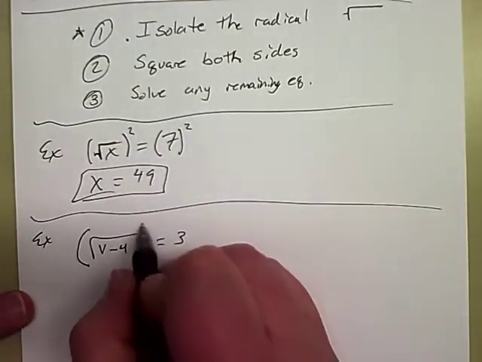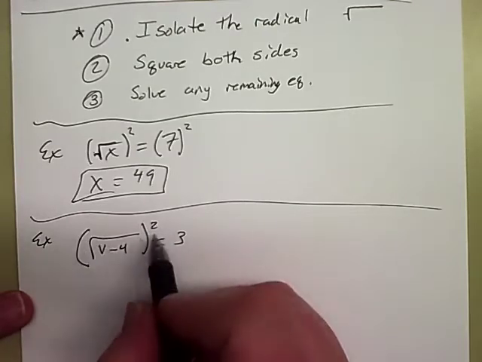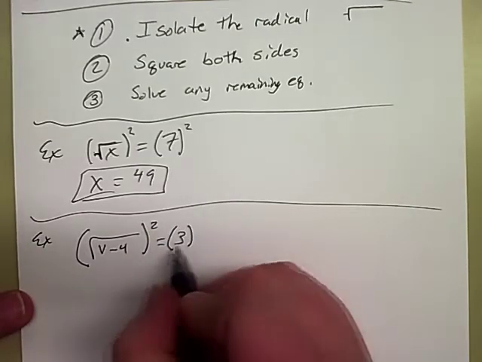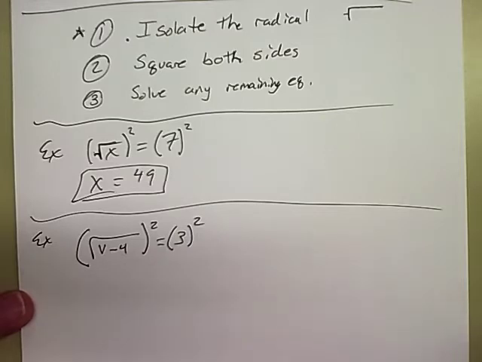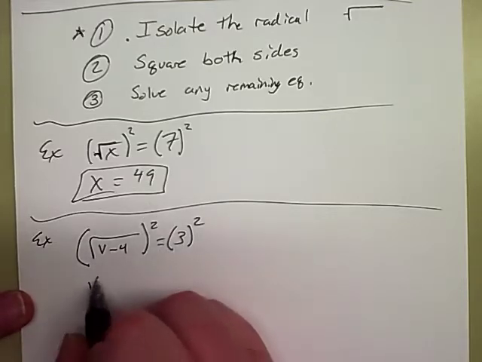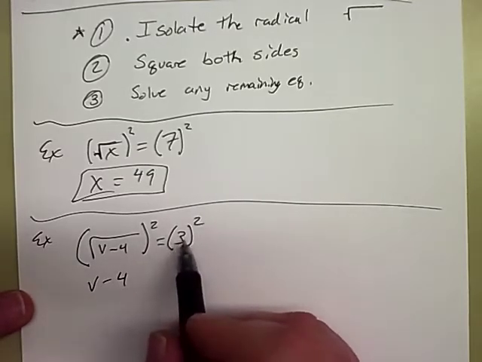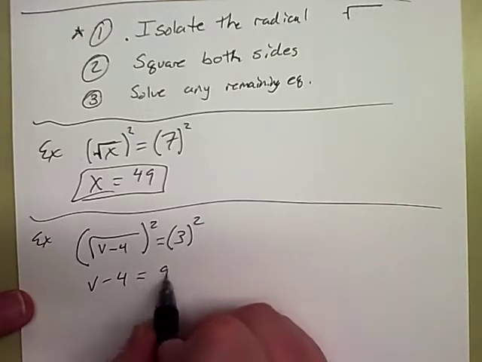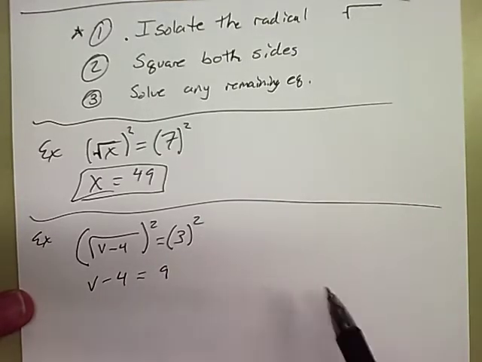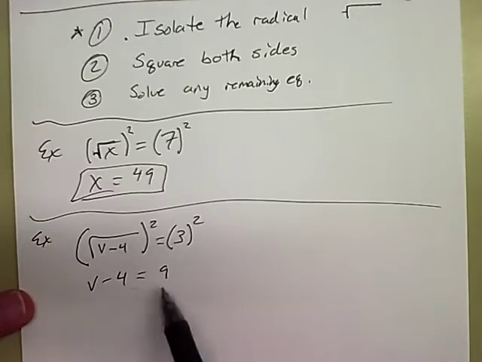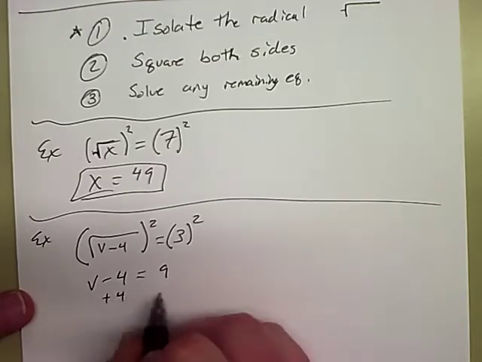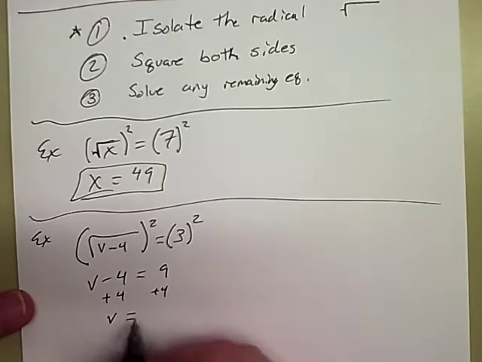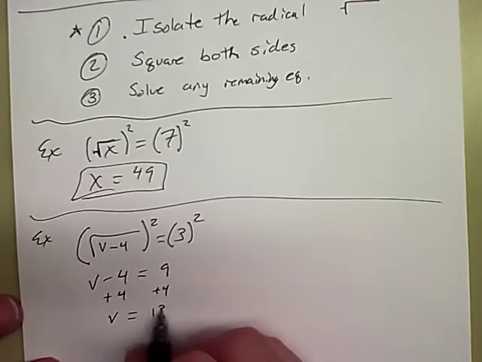I'm going to square both sides. So I put the whole thing in parentheses, raise it to the power of 2. This whole thing in parentheses, raise it to the power of 2. Now this gets rid of the radical, and I'm left with v minus 4. Now, 3 to the power of 2 is 9. Now, I've squared both sides. Now, I have to solve the remaining equation. I need to get v by itself. So my next step, add 4. And 9, 10, 11, 12, 13.